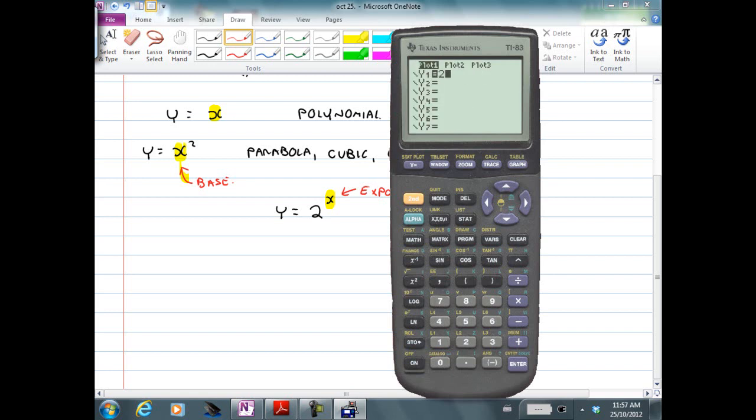I go 2, exponent. This is your exponent button right here. Take a look at it. Hit x. Now, some of you say, Mr., do I need to do that stat plot and all the stuff? The answer is no. That's where some of you made mistakes yesterday. All you have to do is just hit graph right now. And look at that. That's my graph.